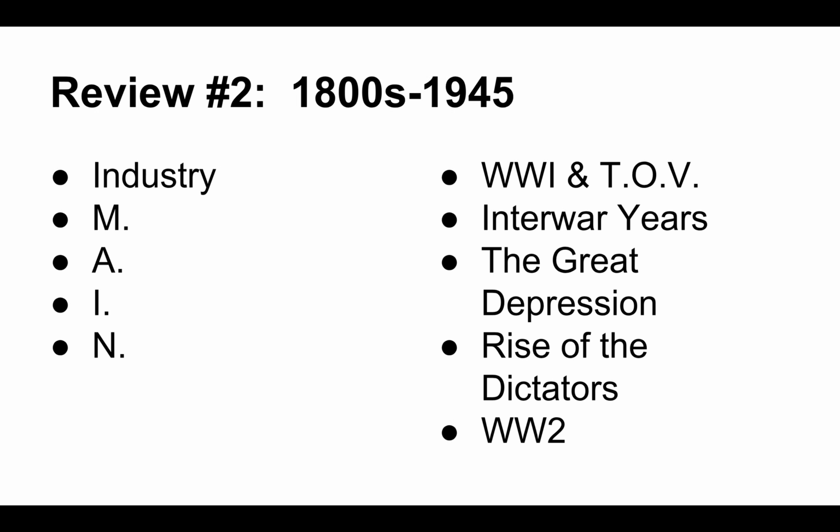So review number 2 covers about the 1800s to about 1945, the impact of the Industrial Revolution, the four main causes, which you already know are militarism, alliances, imperialism, and nationalism. We're going to look at World War I and the impact of the Treaty of Versailles, the interwar years, the Great Depression, the rise of dictators, and World War II.